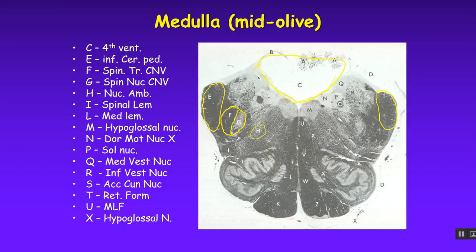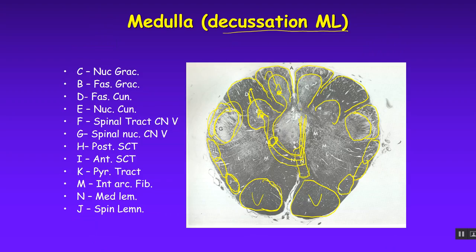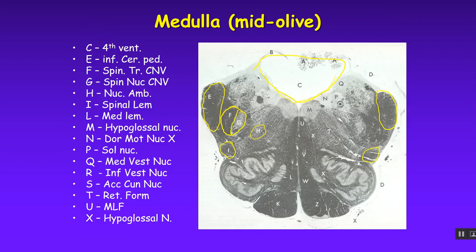I is the spinal lemniscus. The spinal lemniscus, carrying pain and temperature from the body, is right in this region here, still sitting anterior and lateral. Eventually it's going to move more posterior, but right now it's still anterior and lateral, relatively speaking.